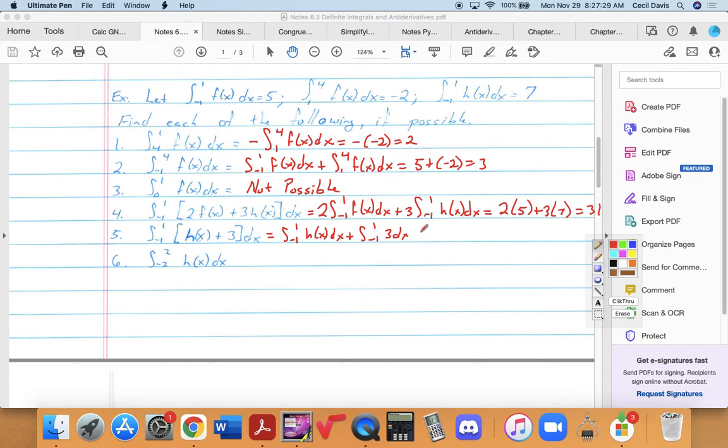Well, the integral from negative 1 to 1 of h of x dx, we know that is 5, right? No, 7 is h of x. Oh, h of x, thank you. Plus 6. Why is it 6? Because from negative 1 to 1, that's a width of 2. 2 times 3 is 6. So the answer is 13.